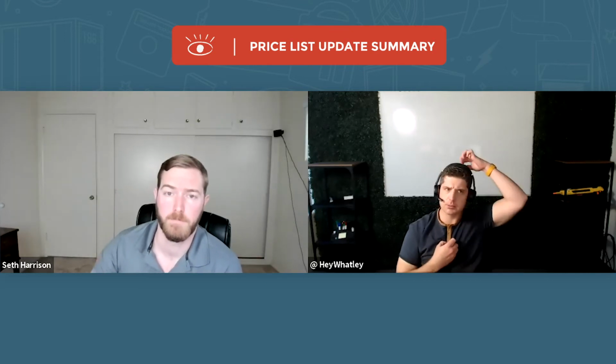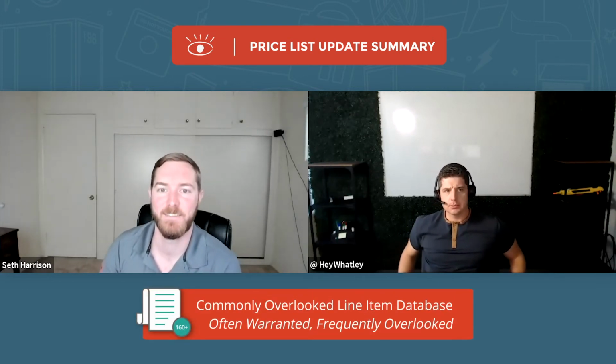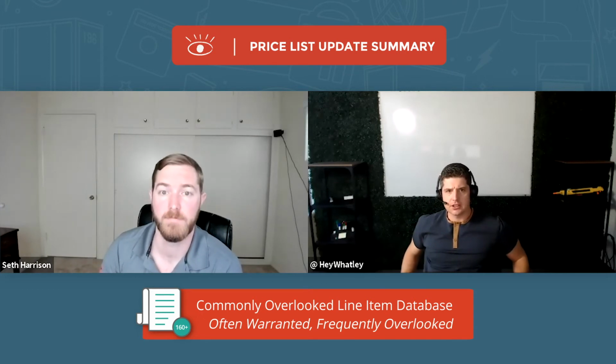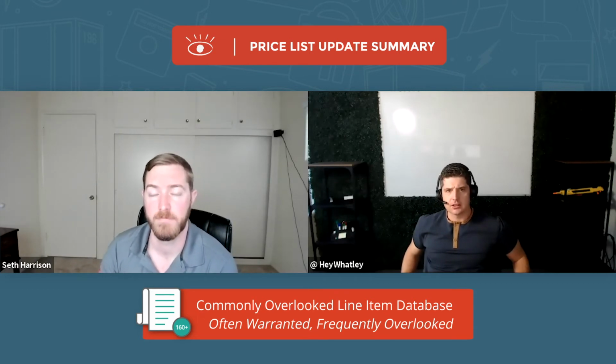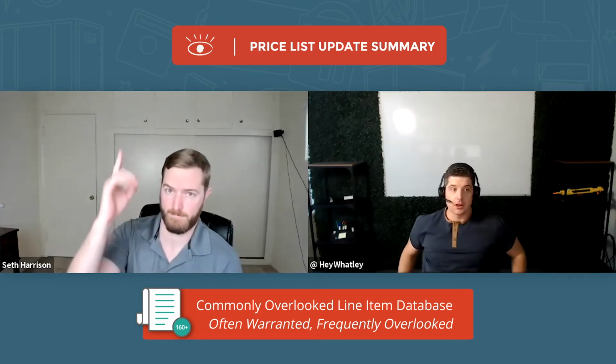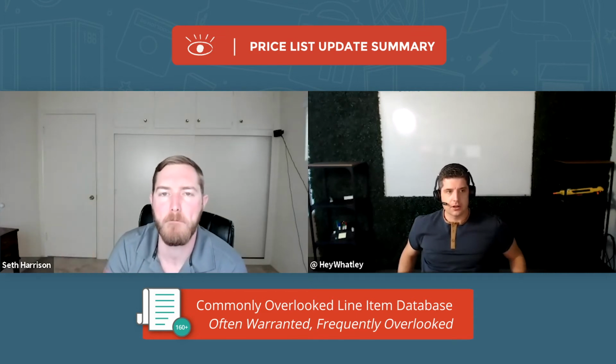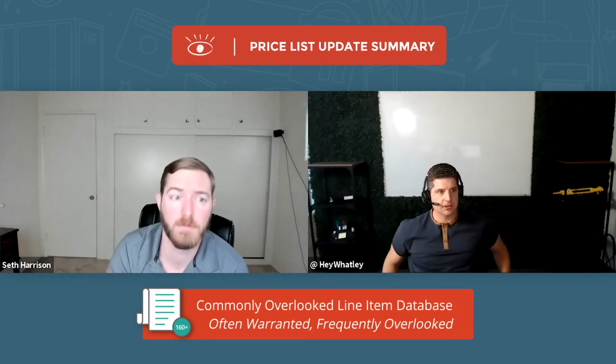And if you guys want to keep an eye out for some of those commonly overlooked line items, you can go to the commonly overlooked line item database that Harrison pushed out with the team about 6 months ago. It's a list of 235 line items that are commonly overlooked, and a lot of those relate to windows and doors. So check it out, see what you might be missing.